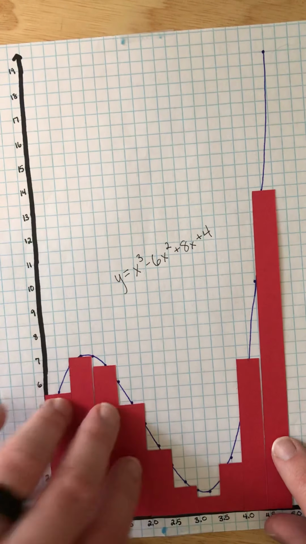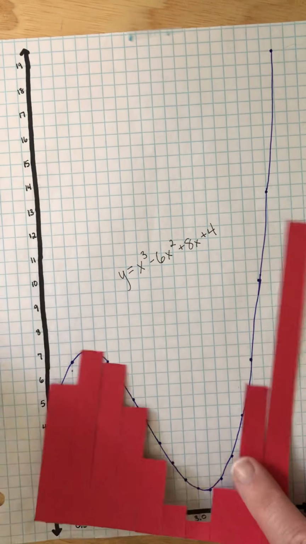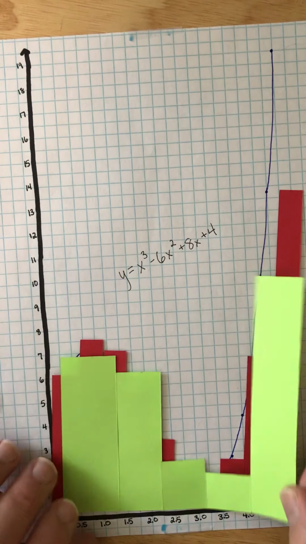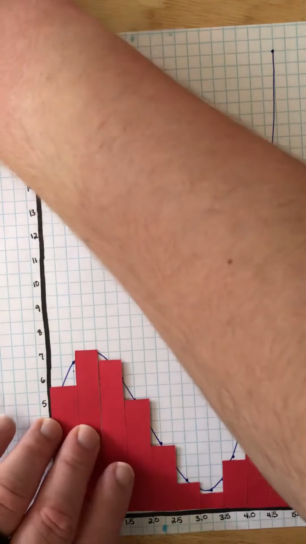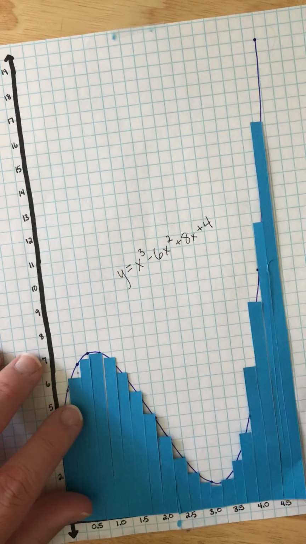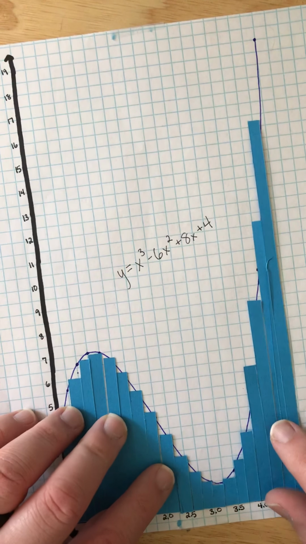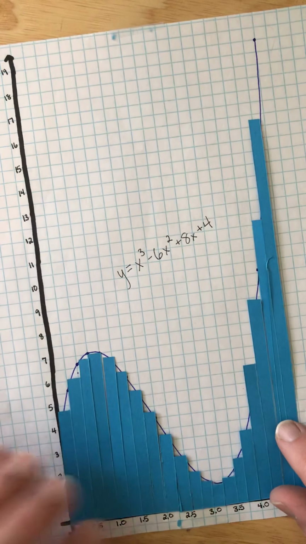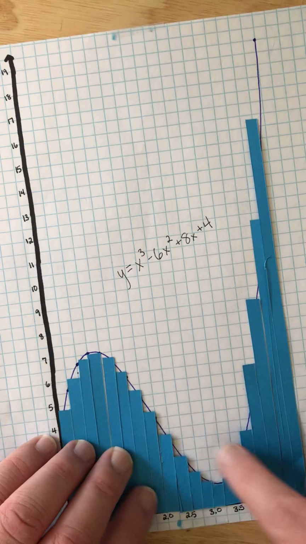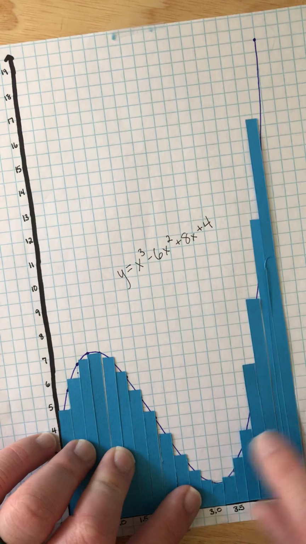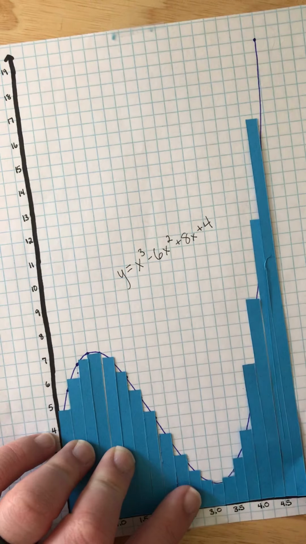I'm going to do one more. Notice I went from 5 to 10. This next one's going to be the best one. All right, I got 20. Now look at that. I would say that out of all of these, the 20 is probably the best approximation because there's very little that's above or below. It's really, really close. It follows the function very well.